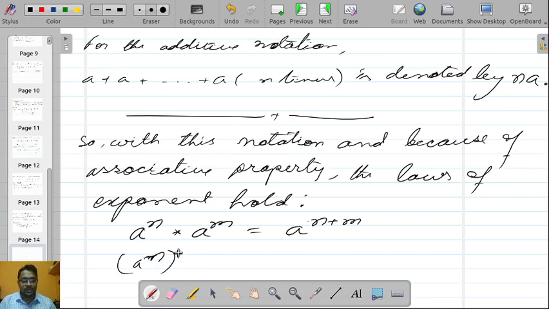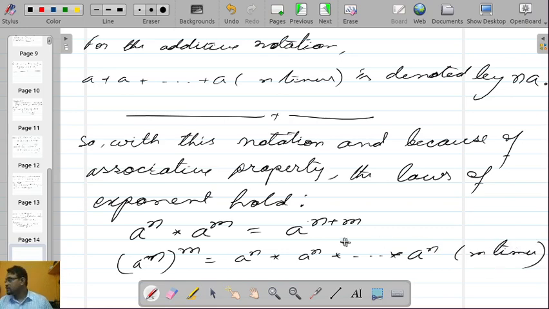Okay, means this whole to the power m. This actually means a to the power n star with a to the power n star dot dot dot star a to the power n, actually m times. Okay, so this is the meaning. So a to the power n whole to the power m is actually equal to a to the power mn. Okay, so this law also holds, right?